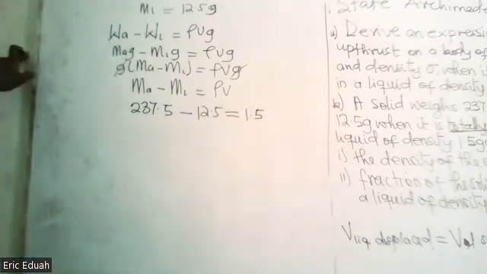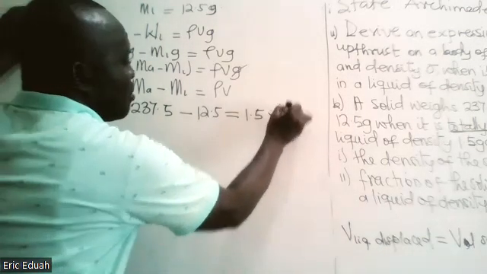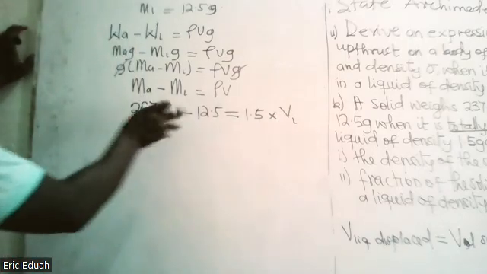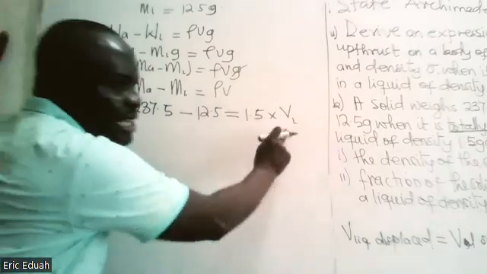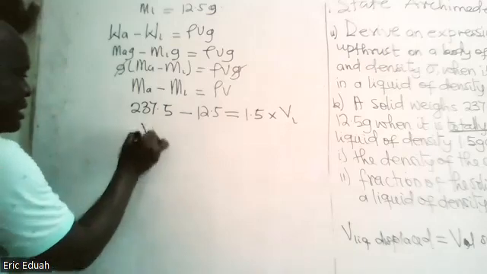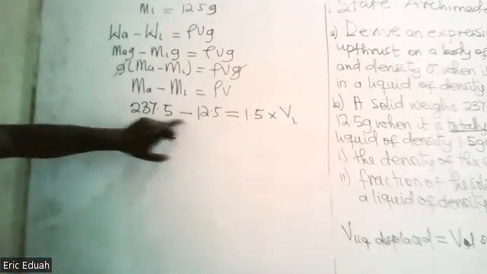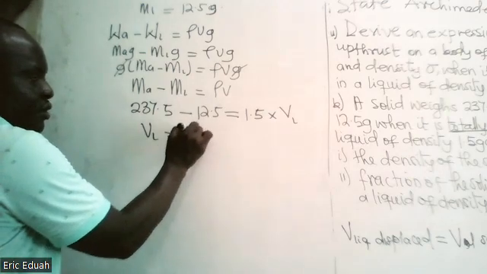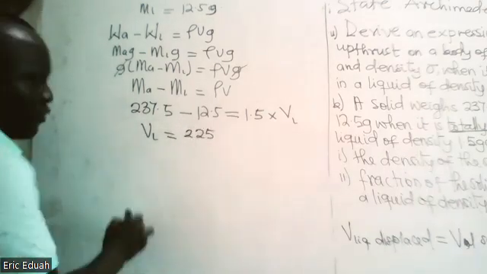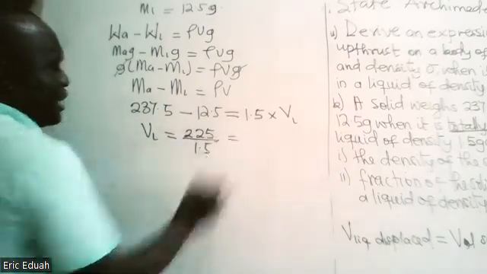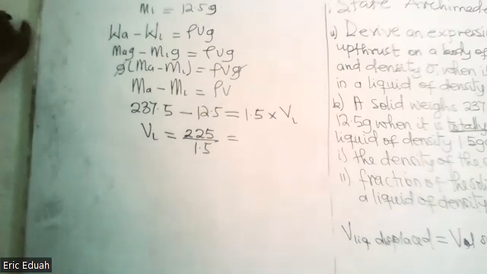No, 1.5. Sorry, 1.5 gram per cm cube times the volume of the liquid displaced, which we are looking for. So without any conversion, you can quickly get a value for the volume of liquid displaced. And that will be equal to, please subtract it and give me your final answer. I guess this will be 225. 225 divided by 1.5. And that will give us the volume of the liquid displaced.